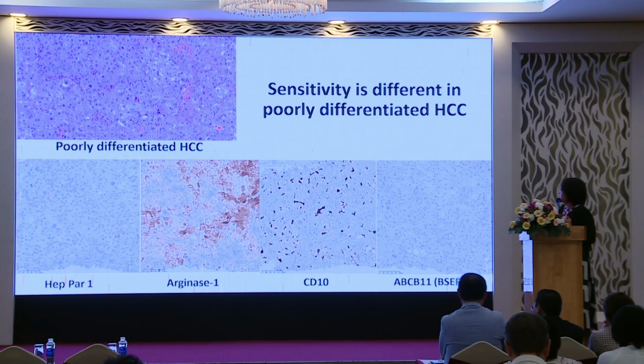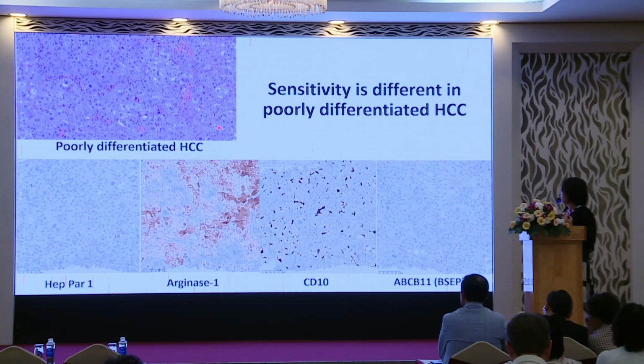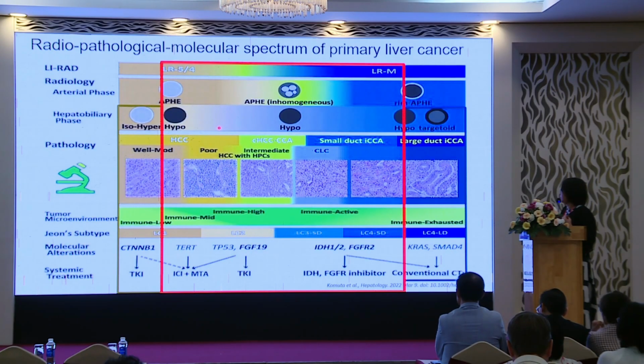But the problem is to identify the hepatocytic differentiation, because the sensitivity of this immunohistochemistry is different depending on the type of tumor and also the type of combined HCC and CCA. So it's always important to perform at least 2 or 3 different hepatocytic markers to confirm hepatocytic differentiation. So this is my final slide.